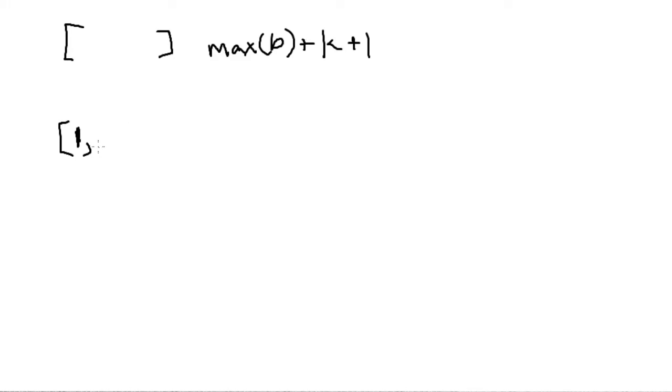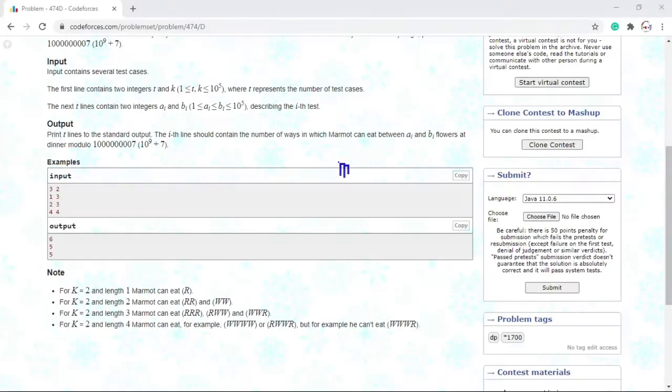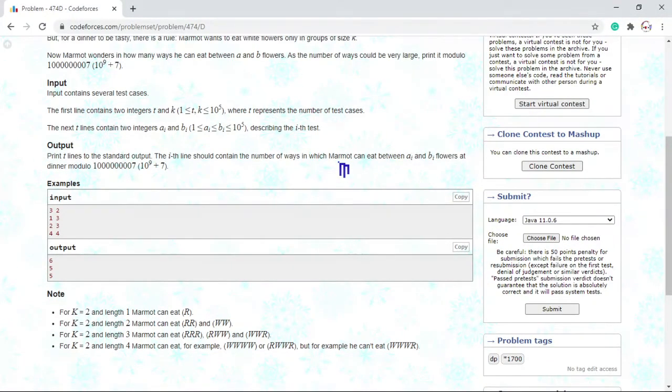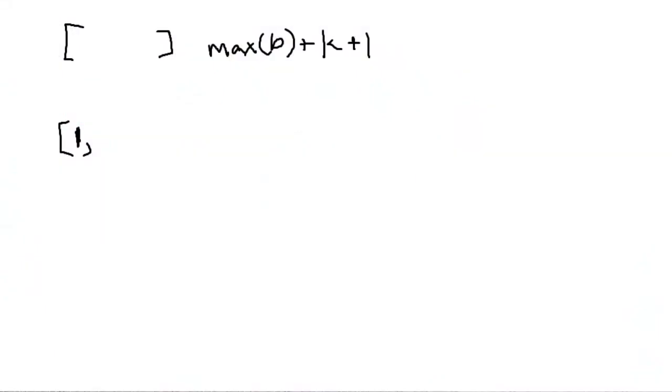So for the time being, let's assume the sample input that we got. Just going back here, the maximum b value is 4 and the k value is 2. So going here, we'll say 2 plus 4 plus 1 is 7 values. So that's going to be 1, 2, 3, 4, 5, 6, 7.